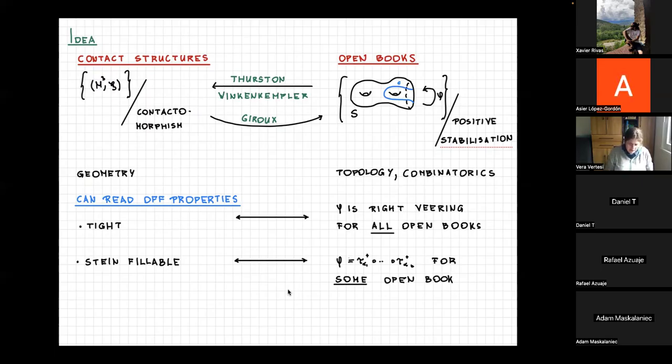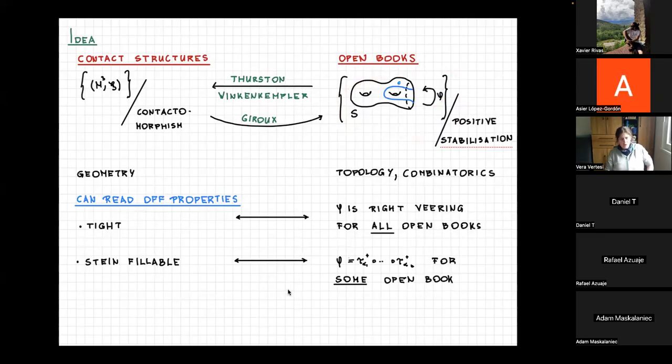It's the right type of map, like diffeomorphism for smooth manifolds is what contactomorphism is for contact manifolds. And then here is a set of open books, which can be given with a very nice simple picture. So Thurston and Winkelnkemper gave this connection, and Giroux gave a connection this way, and showed that whenever two open books give you the same contact structure, then they are related to each other by positive stabilization.